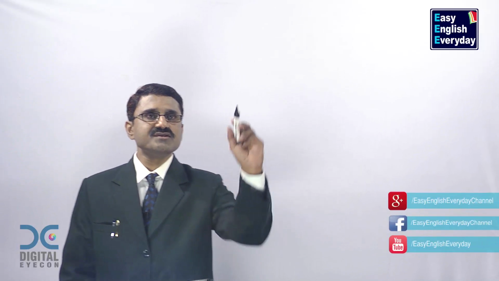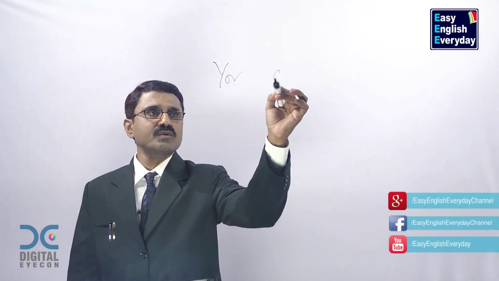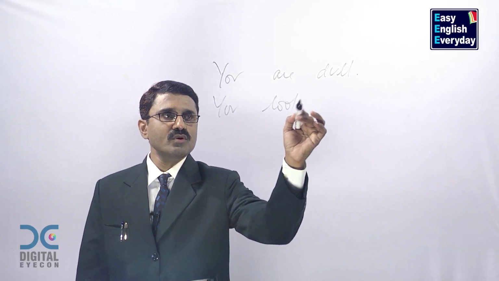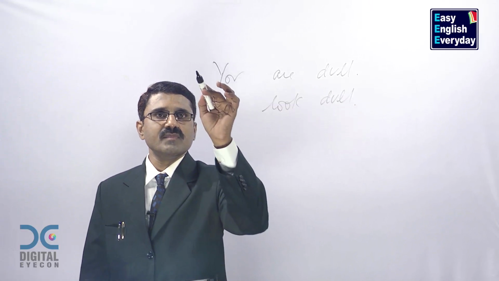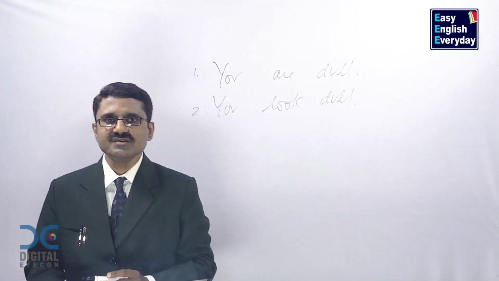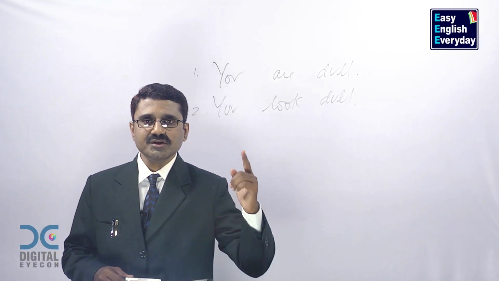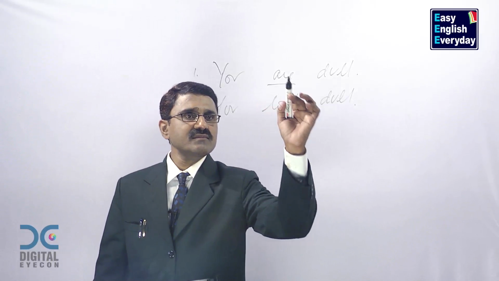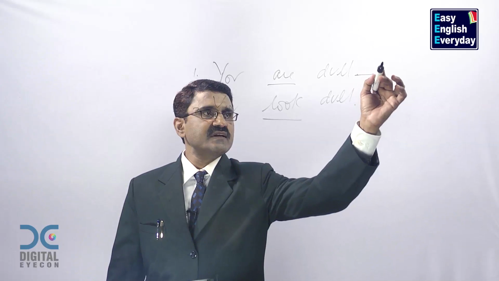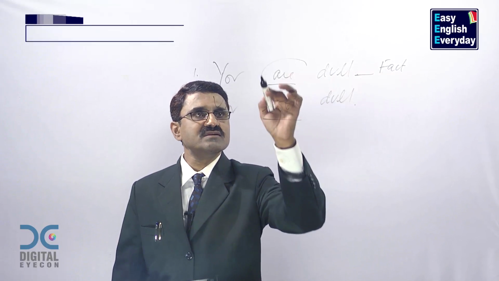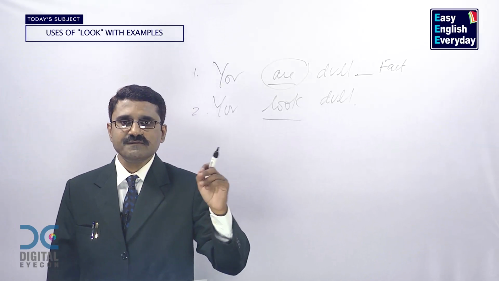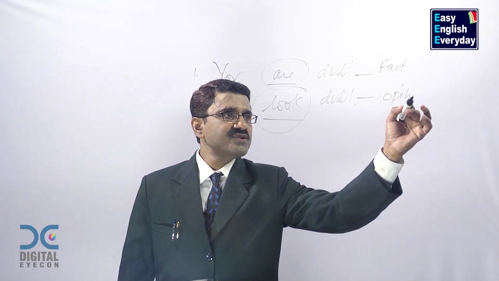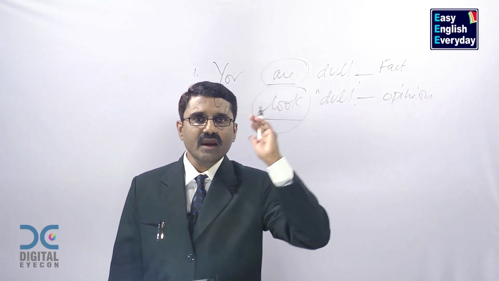Just look at these two sentences. You are dull. You look dull. What is the difference between these two sentences? Any idea? I'll tell you. According to the first sentence, it is a fact. You are dull. It is confirmed. It is a fact. You look dull is my opinion, which I have made based on appearance.